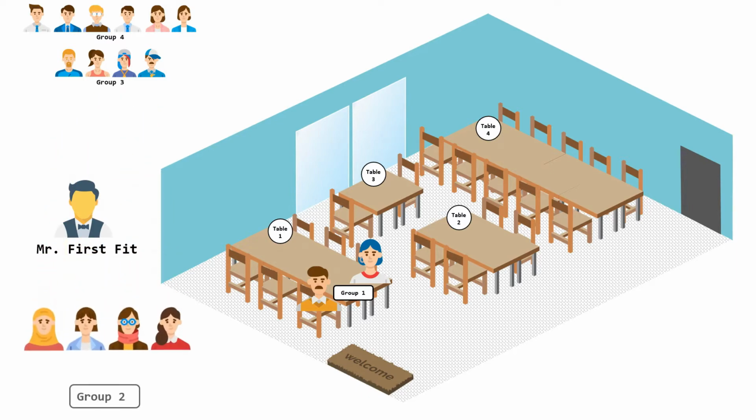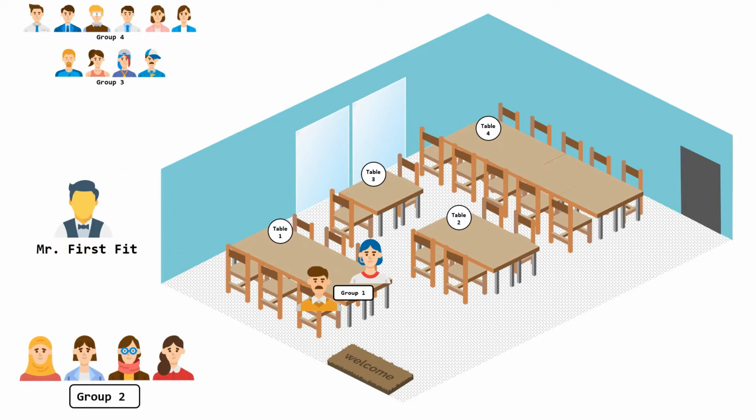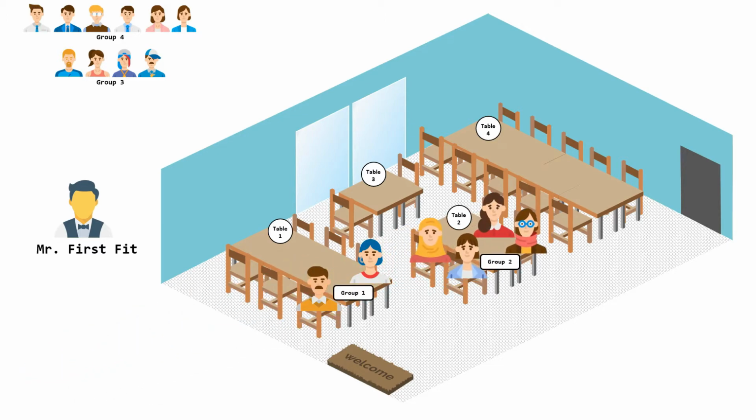The host will always check if the table is empty. If not, the host will move and check the next table. The second table can fit the customers, so the host directs the group to the second table. The next group of 4 customers enter the restaurant.